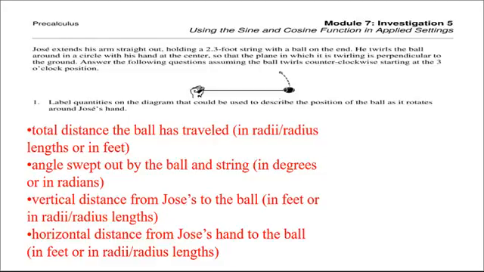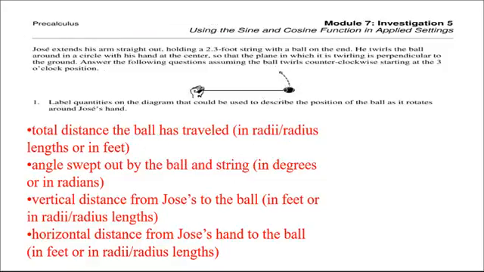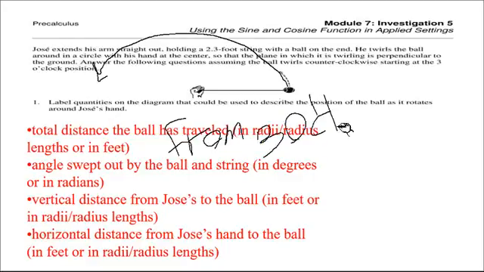And here we go. In number 1, we're asked to label quantities on this diagram that could be used to describe the position of the ball as it rotates around in this circular path. First, the total distance the ball has traveled in radius lengths. Here we're talking about the distance the ball has traveled, and that would be this arc, right? But we want to be clear that it includes a reference point from the 3 o'clock position.